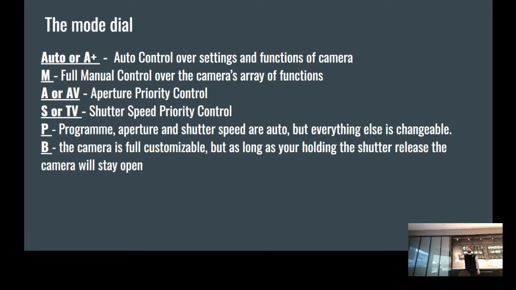Aperture priority control just means that you're controlling the aperture, which we'll get into more next week on how that works. Don't want to throw the whole book at you today. Shutter priority, or S or TV, is also going to be the control of just the shutter. Program is aperture and shutter speeds are auto, but everything else is changeable.